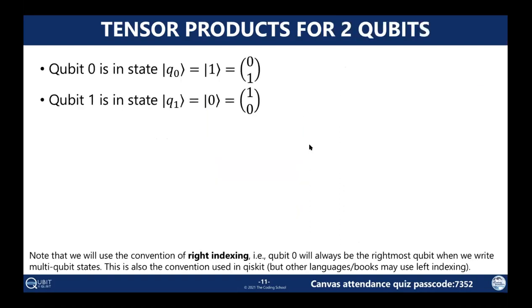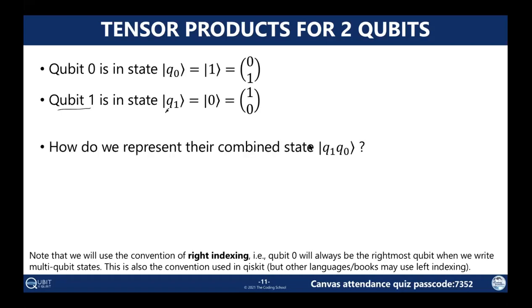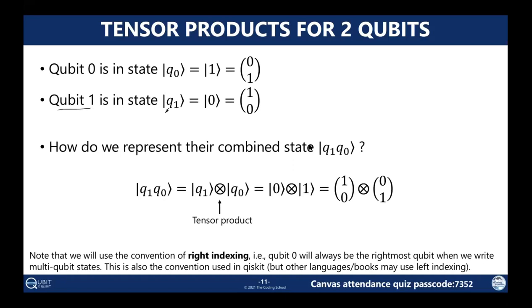So if we want to go back to the actual mathematics, we want to create a tensor product for just 2 qubits, which most of the states we're working with are. So if we say our qubit 0 is in state Q0, we can say that Q0 is equal to the 1 ket, or this 0, 1 vector, and qubit 1 is in state Q1 with a 0 ket, or the 1, 0 vector. We want to represent their combined state. So the way that we do that is with this tensor product, which we will define more explicitly on the next slide.